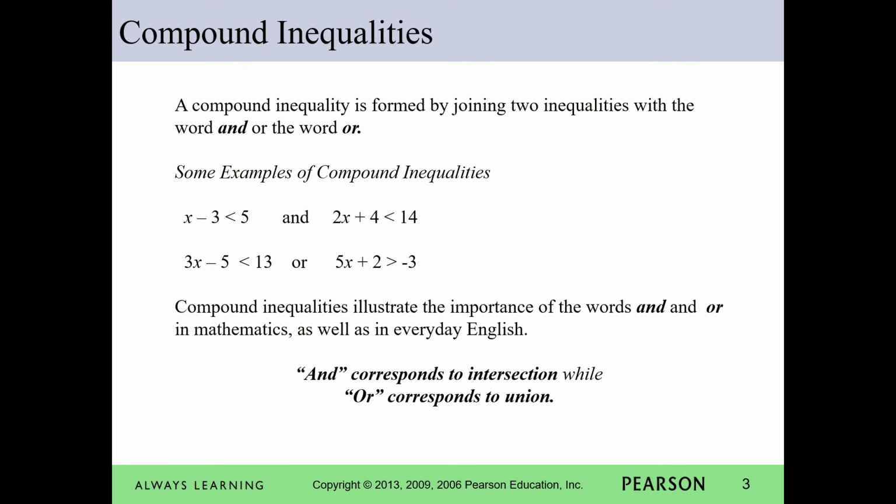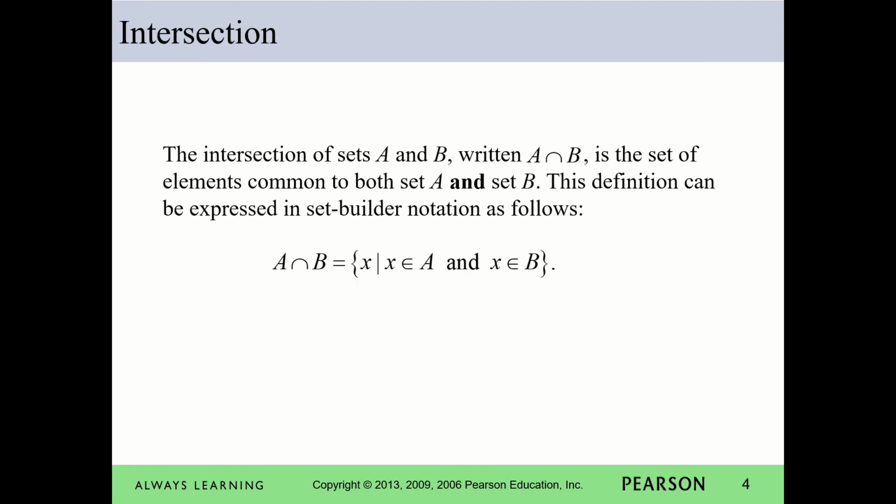So some examples of compound inequalities would be something like x minus 3 is less than 5 and 2x plus 4 is less than 14. So that tells you two different things about x, right? And then similarly, we have something like 3x minus 5 is less than 13 or 5x plus 2 is greater than negative 3. So these words "and" and "or" tell us two different things about these variables. They essentially give us two different options. So "and" will tell you we're talking about an intersection, or in response, "or" is a union.